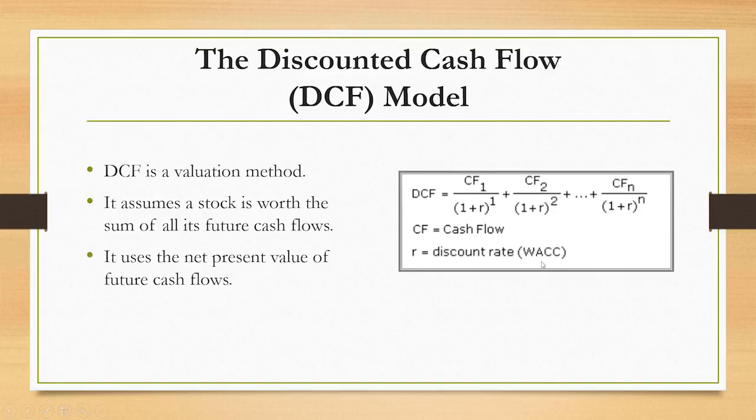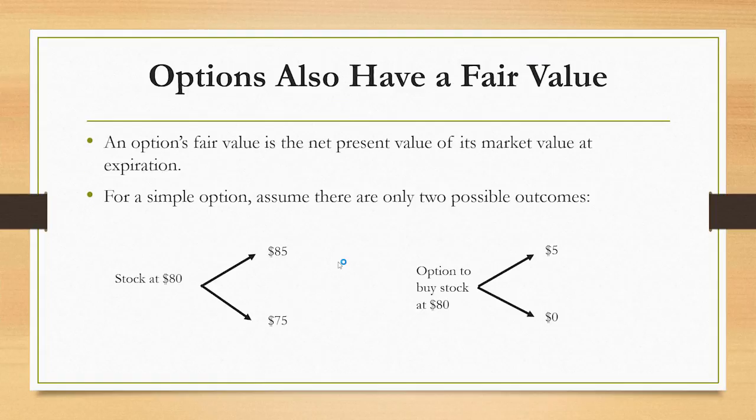So they'll use the weighted average cost of capital or a discount rate such as the interest rate on Treasury notes. So that's the discounted cash flow model. It simply assumes the stock is worth all of the cash it's going to generate in the future. Same idea applies to an option.